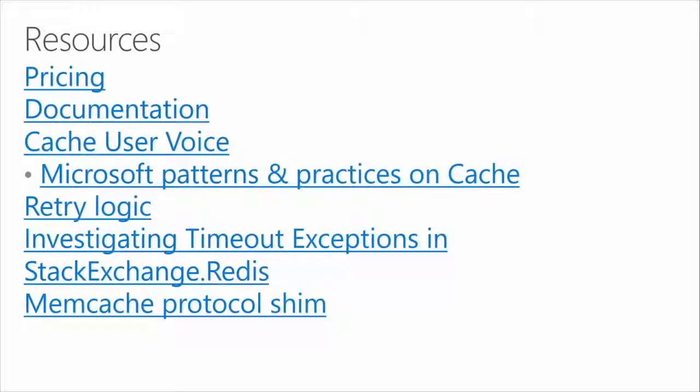These are some resources that I'm going to leave the slide up for. There's information about the pricing structure. There are the documentation pages, which have tons of docs on how Redis Cache works in Azure. All the samples that I showed you are available in these docs as well. There's a user voice site where you can give us feedback on features that you want. There's also the patterns and practices that Microsoft has published on best patterns for using cache, including what your retry policies should be. So I do recommend checking that out.